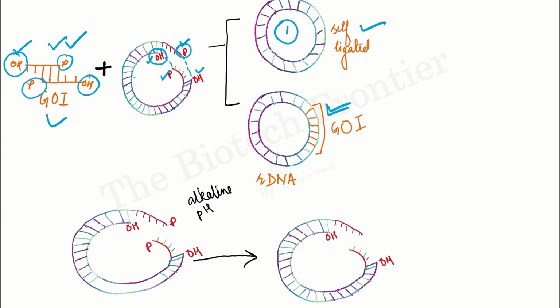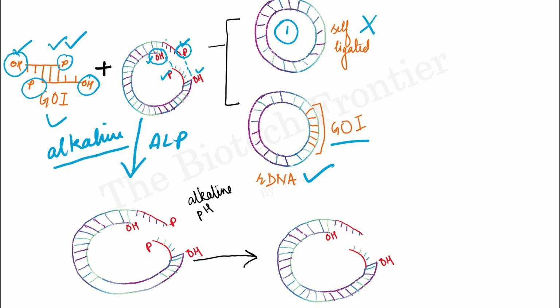Such a plasmid, after the addition of the gene of interest, or such a vector that carries the gene of interest, is called the recombinant DNA. Our motive is to obtain this recombinant DNA only because it carries the gene of interest. And we want to avoid this situation because it is not carrying the gene of interest, right? So to avoid this possibility, here comes the role of ALP.